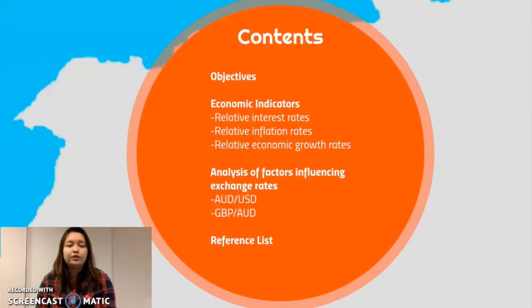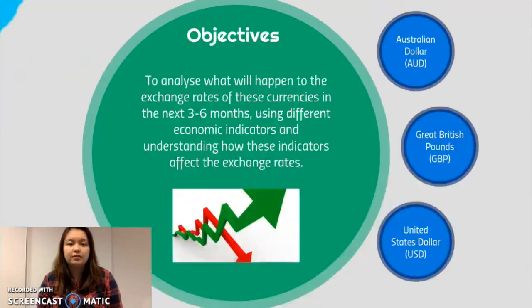We will start off with the objective and discussing the economic indicators and analyzing the factors influencing the exchange rates. The objective is to analyze what will happen to the exchange rate of these currencies in the next 3 to 6 months, using different economic indicators and understanding how these indicators affect the exchange rate. Today, we are going to present the currencies between the AUD against the USD and the GBP against AUD.